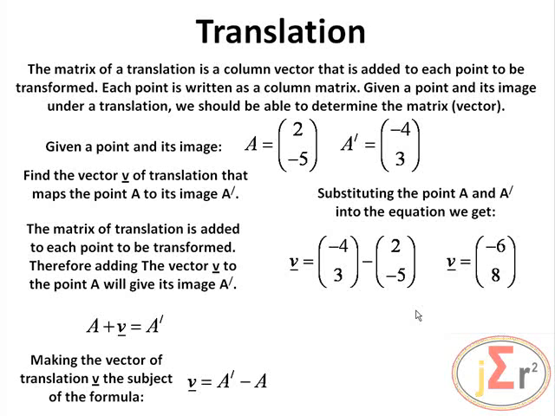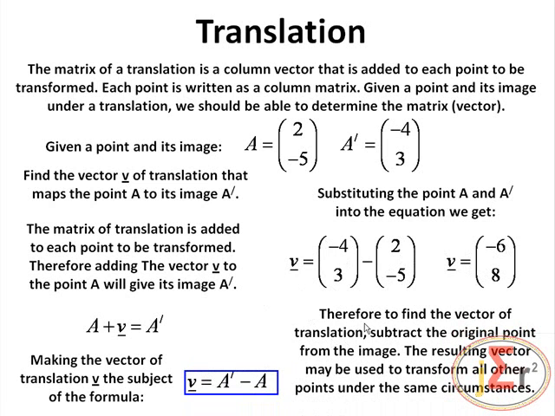Then we simplify that and we have -4 minus 2 is equal to -6. And 3 minus -5 is equal to 8. So, therefore, to find the vector of translation, subtract the original point from the image. The vector is equal to the image minus the original. The resulting vector may be used to transform all other points under the same circumstances.